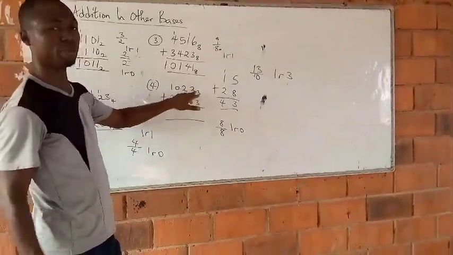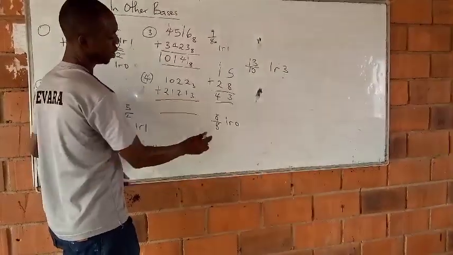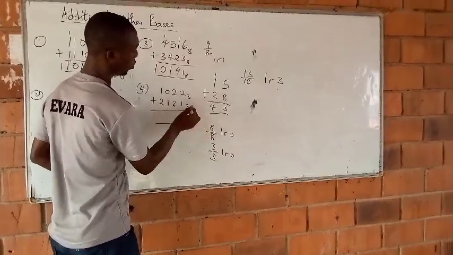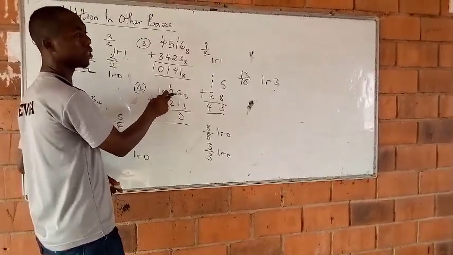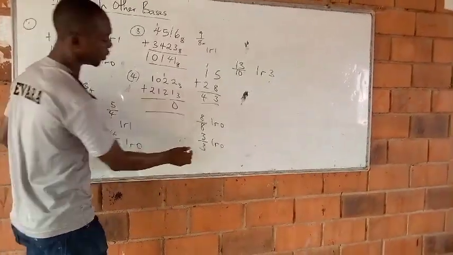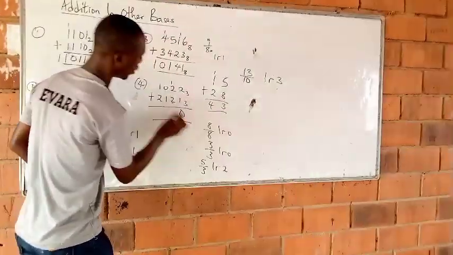The last one is on base 3. 2 plus 1 is 3. So I'll divide 3 by 3. 1 remainder 0. I write 0. I take 1 here. 1 plus 2 is 3. 3 plus 2 is 5. This 5 is bigger than the base. 5 divided by 3, 1 remainder 2. I'll write the remainder of 2.